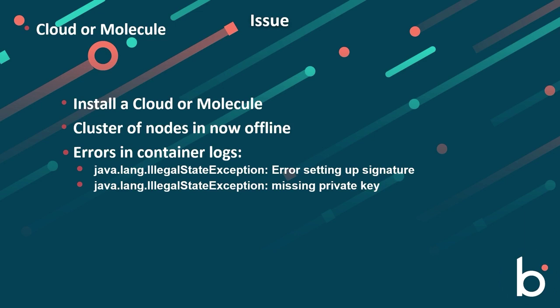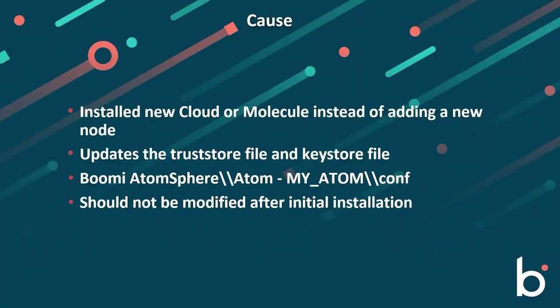When you check the services on each of the nodes in the cluster, you see that they are all running. When you check the container log for the services, you see that information is being updated within these logs. However, you come across these error messages within the container logs for this cluster: Java language IllegalStateException for error setting up signature and missing private key. This situation can occur if the Cloud or Molecule nodes are unable to access needed files on a file share to securely communicate with the platform.